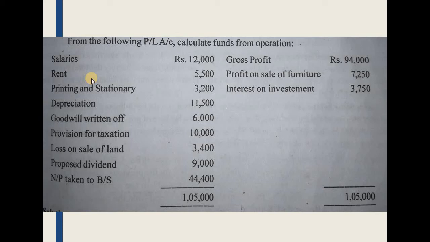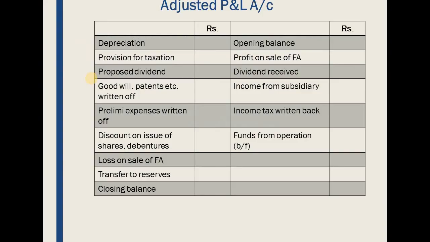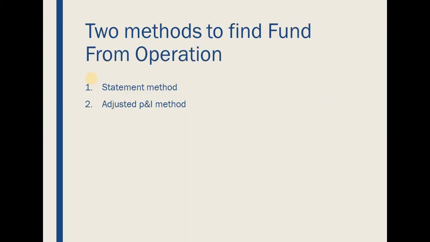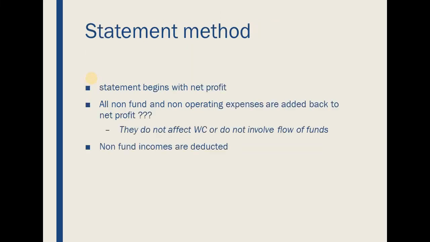From the following information, we have to calculate the funds from operation. As we learned, there are two methods to calculate the funds from operation. The first one is the statement method and the second one is the adjusted P&L method. In the statement method, we will begin with net profit, then add all non-fund and non-operating expenses, then less all non-fund incomes. Finally, we will get the funds from operation.